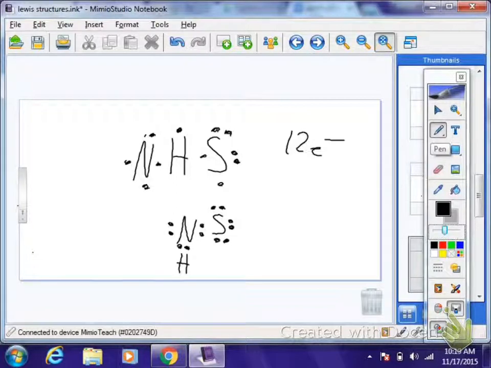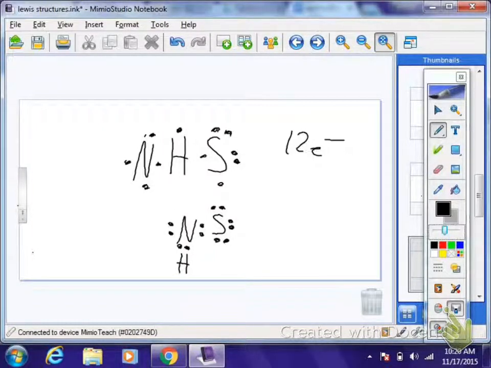Now this becomes a problem. This is where we have to add step 7. What we're going to have to do is determine which element is willing to give up an extra pair. There are some elements that, once they give up their 2 electrons, or their 1 electron to share, they're done sharing. They say, I'm not sharing anymore, that's it, no more.